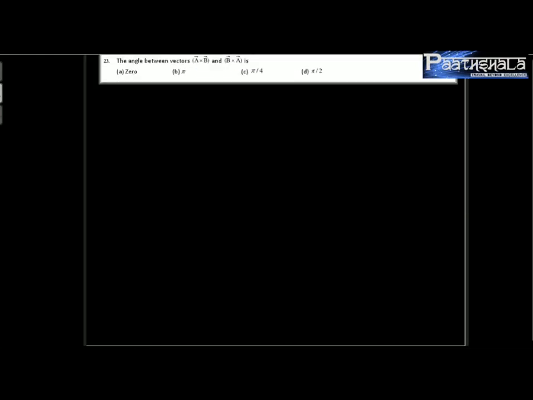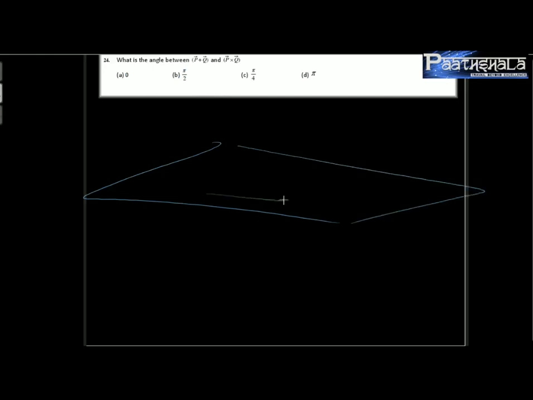The angle between the vectors A cross B and B cross A: we have seen that they are opposite to each other. So the angle happens to be 180 degrees, which is pi radians. Simple question. Okay, what is the angle between P plus Q and P cross Q? We have seen, guys, that P plus Q lies in the plane of P and Q. That's natural using the parallelogram law. And P cross Q lies perpendicular to the plane of P and Q. So the angle between them is 90 degrees. Simple. 90 degrees, pi by 2 radians.